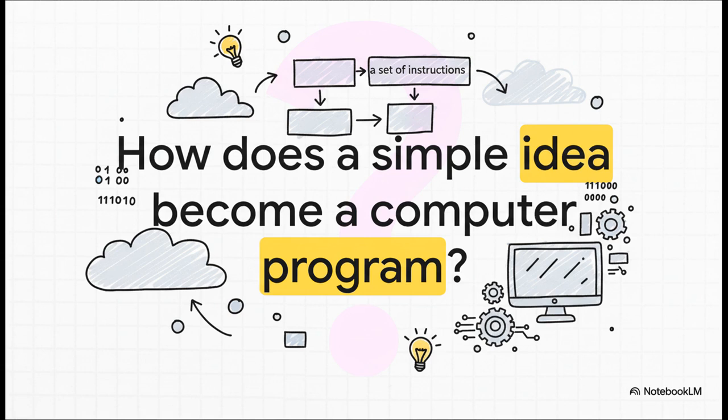So, this is really the big question, isn't it? How do you take a goal, something like, hey, let's calculate a student's grade average, and translate that into a super precise set of instructions a machine can follow perfectly, without any mistakes, every single time? That whole translation process, that's what programming is all about.